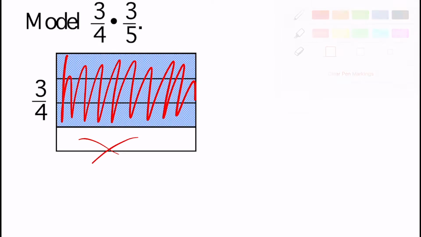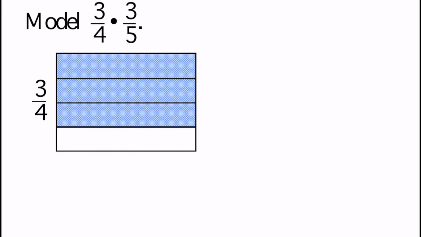That's what I'm trying to find out. So what I'm going to do is the same thing. I'm going to split it up vertically into fifths. All right. And then I only want 3 of those fifths. So if I split this up in 3/5, I get that. That's going to be what's shaded in.